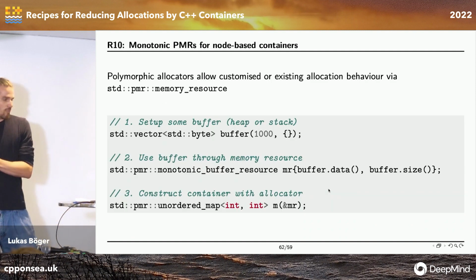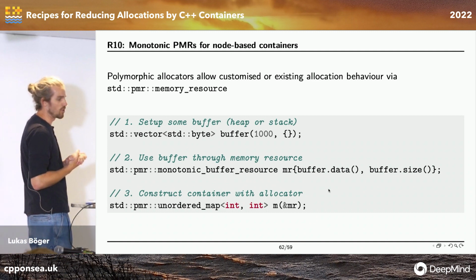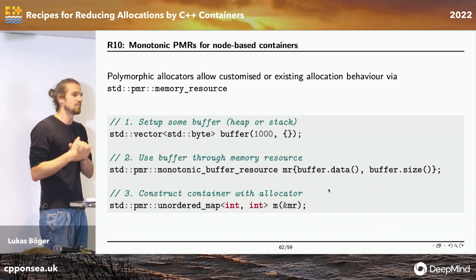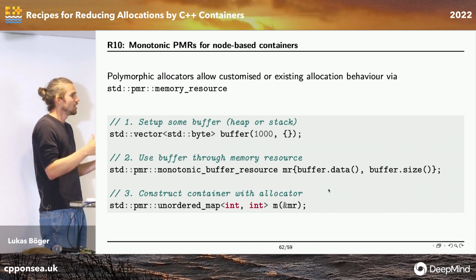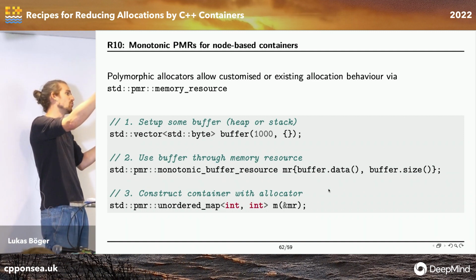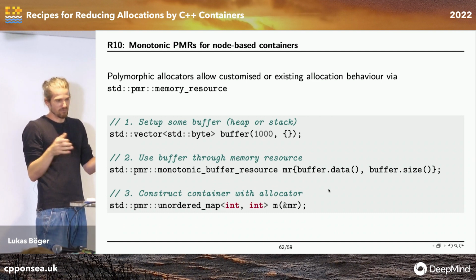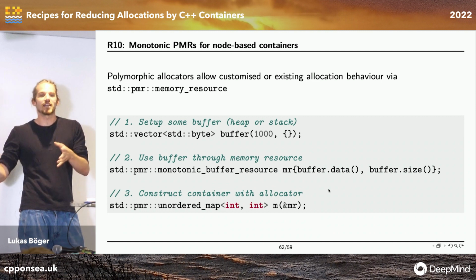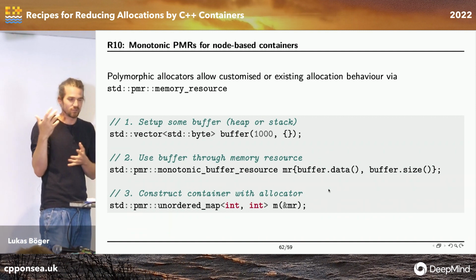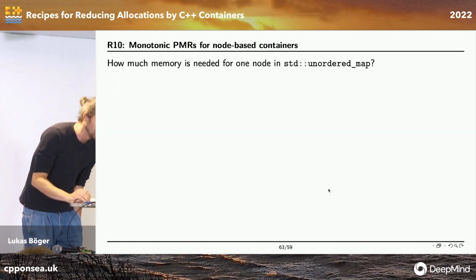Now, this is an example of how to construct an unordered map with the monotonic buffer resource. That's a resource that will allocate buffers in chunks. You can pass it your own buffer, or you can let it allocate its own. When it runs out of a buffer, it will allocate the next, using some growth strategy again. And that's really useful for our example here.